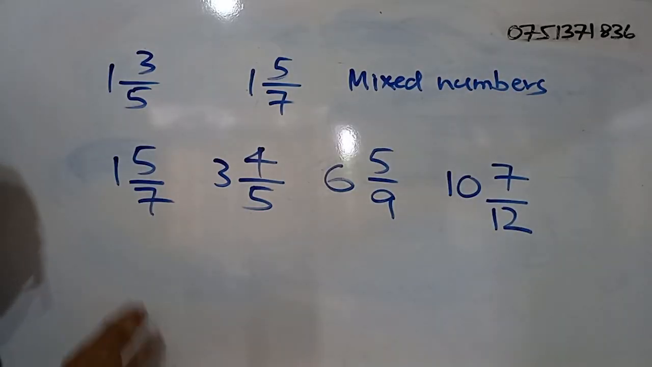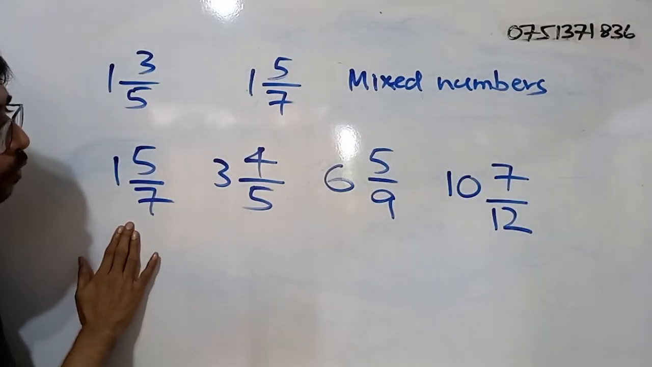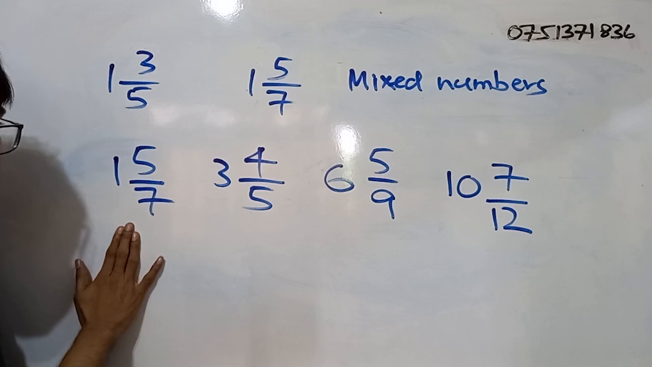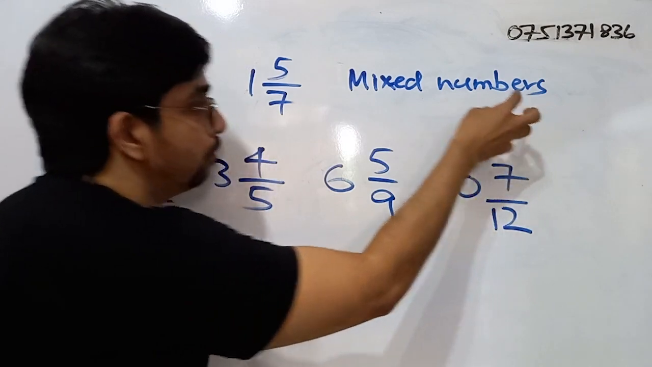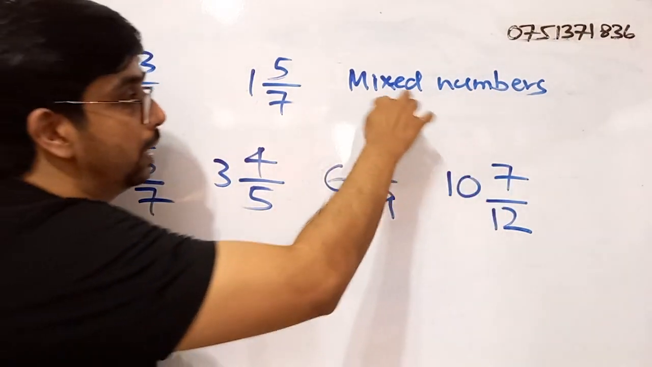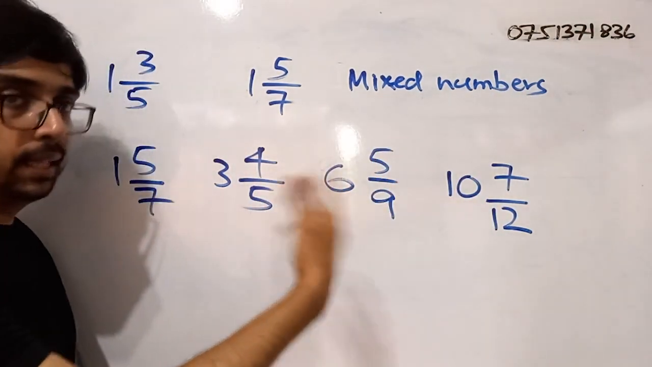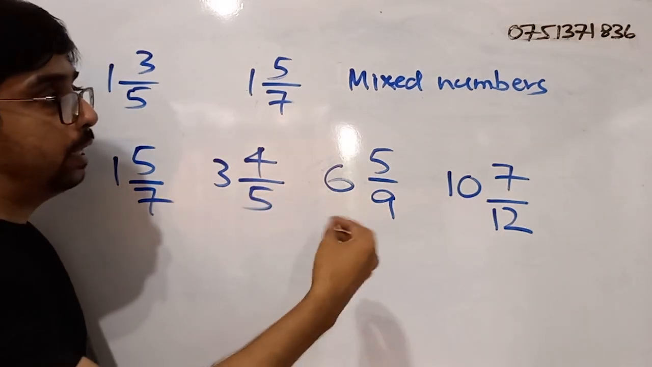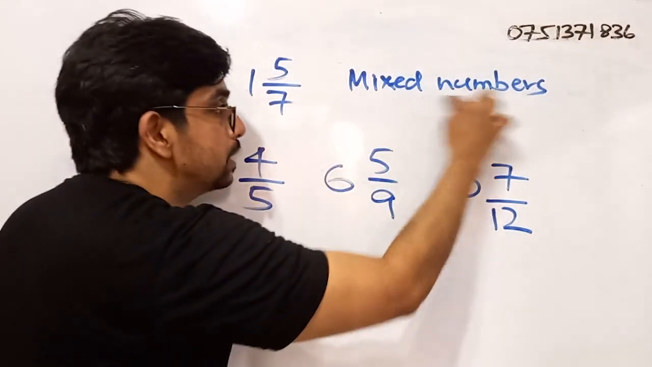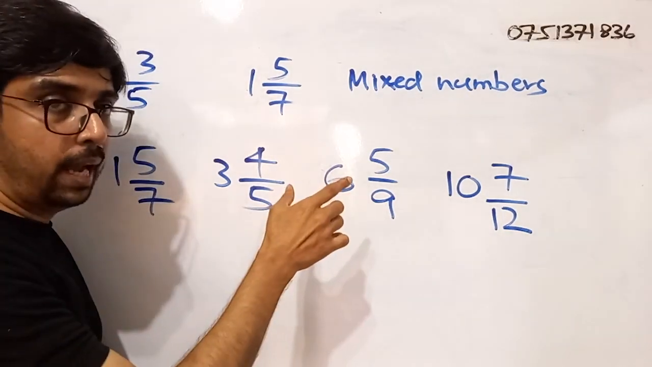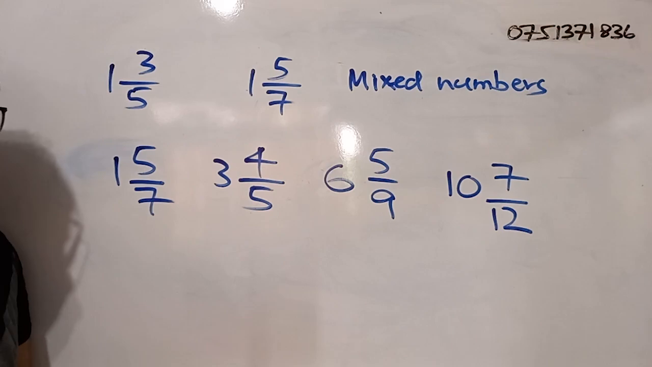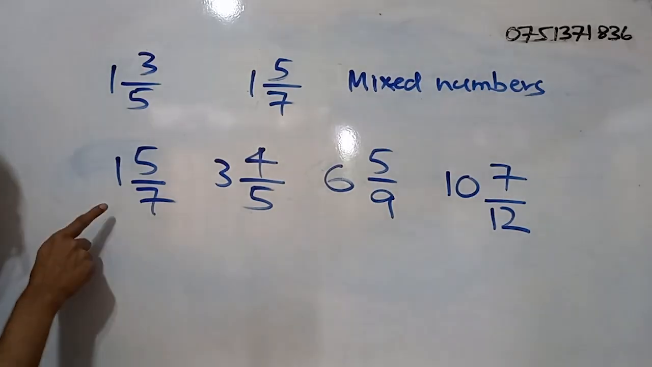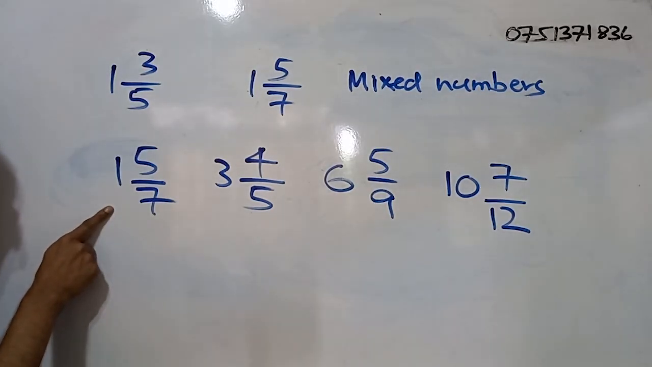Right. So on the board I have written 4 mixed numbers. Always remember, in this name, at the end we have the word numbers. But don't forget, even though the name has numbers in it, this is a type of fraction. Right?